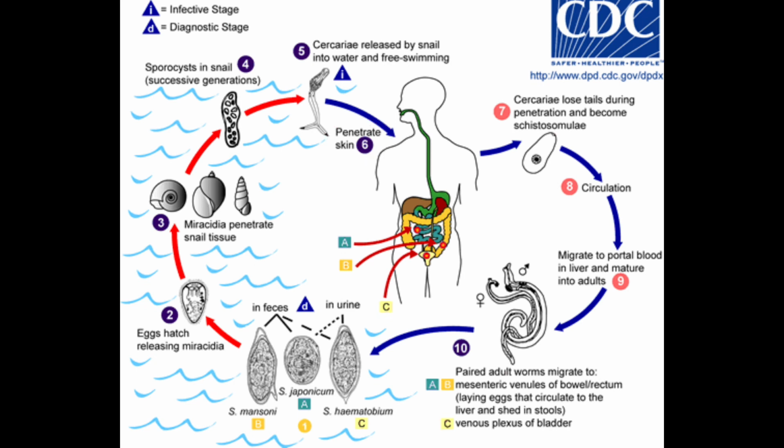So when a person is walking through the water and cercariae penetrate into the skin, they lose their tail and become schistosomula. And then the schistosomula enter the circulation of the infected individual, migrate through the portal blood into the liver, and then mature into adults, whereby the adult worms can migrate into the mesenteric venules of the bowel and rectum. They lay eggs, and then the eggs can be shed into the stool and then into some water source, and then the cycle can begin again, and that completes the life cycle.